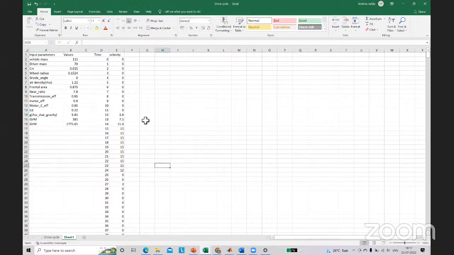So, as we consider, these are input parameters. Now we'll start calculating all the resistive forces and whatever the requirement at the wheel side. So first, velocity is in kilometer per hour, so we'll convert into meter per second. Most of our parameters are in meters. The unit has to be the same to make an apple to apple comparison.